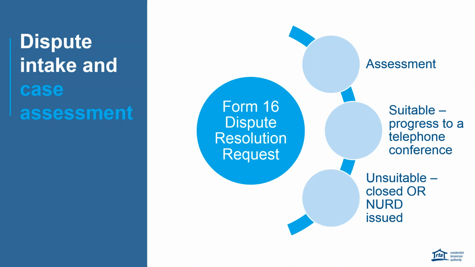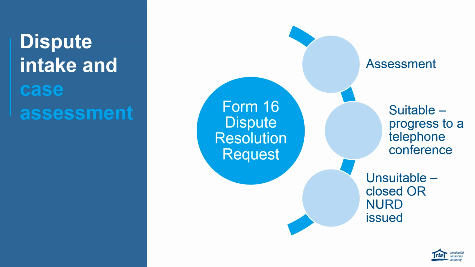If it's not suitable, the file could be closed, or we could issue a notice of unresolved dispute. Those notices of unresolved dispute are very much time sensitive. If it's a bond matter, there's a 7-day time frame for tenants to apply to the tribunal and inform the RTA. If it's a tenancy matter for compensation, then potentially you're looking at a 6-month time frame to lodge the application from when you're aware of the event or the breach.